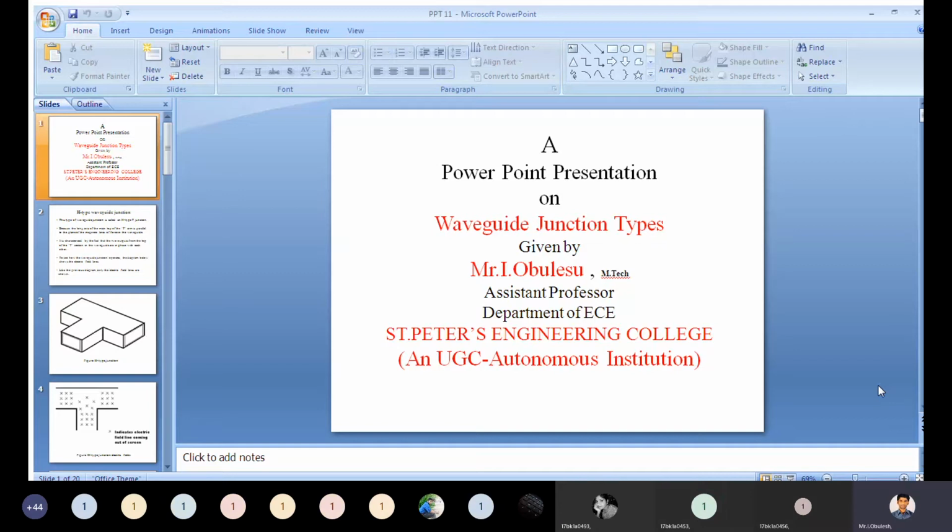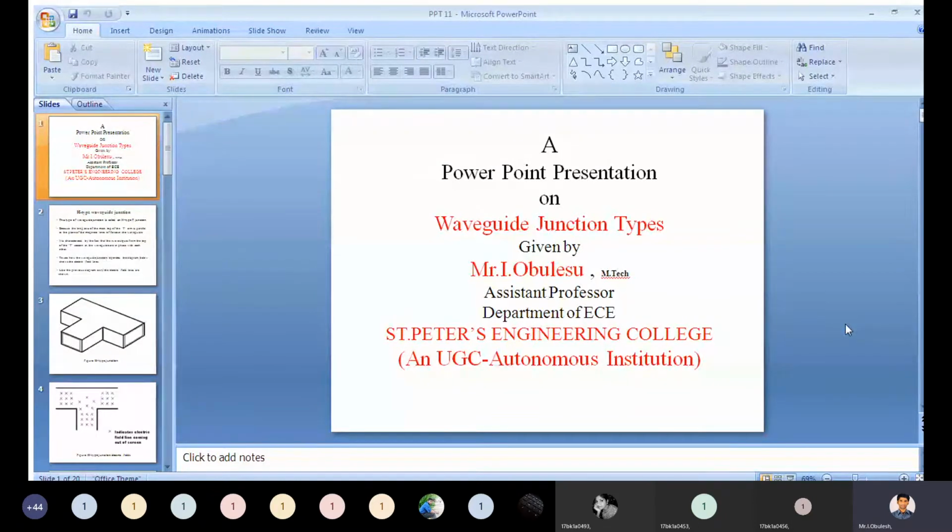Good morning, everybody. You need to remember previous class topics. Waveguide junctions are used to enable power in a waveguide to be split or combined for some purpose. Today we are going to discuss waveguide junction types.